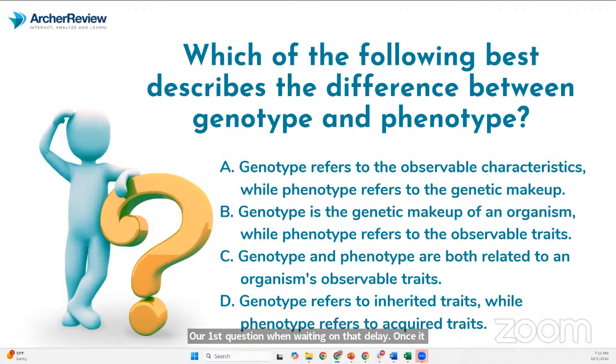Okay, which of the following best describes the difference between genotype and phenotype? A, genotype refers to the observable characteristics, while phenotype refers to the genetic makeup. B, genotype is the genetic makeup of an organism, while phenotype refers to the observable characteristics. C, genotype and phenotype are both related to an organism's observable traits. Or D, genotype refers to inherited traits, while phenotype refers to acquired traits. You've got 45 seconds.